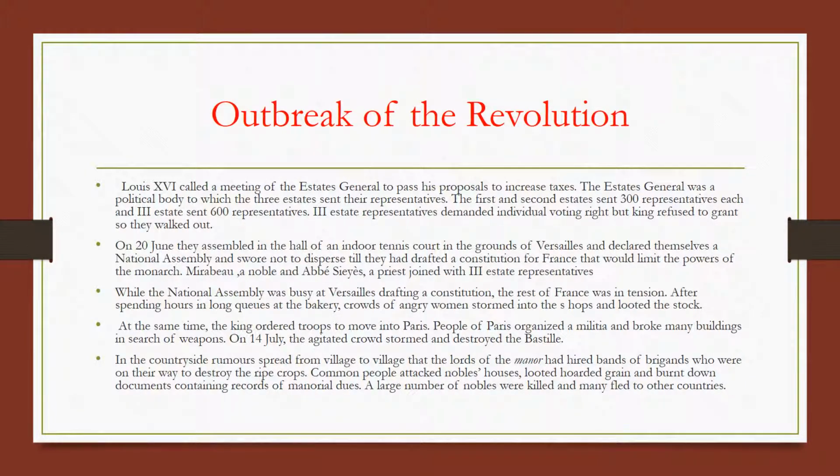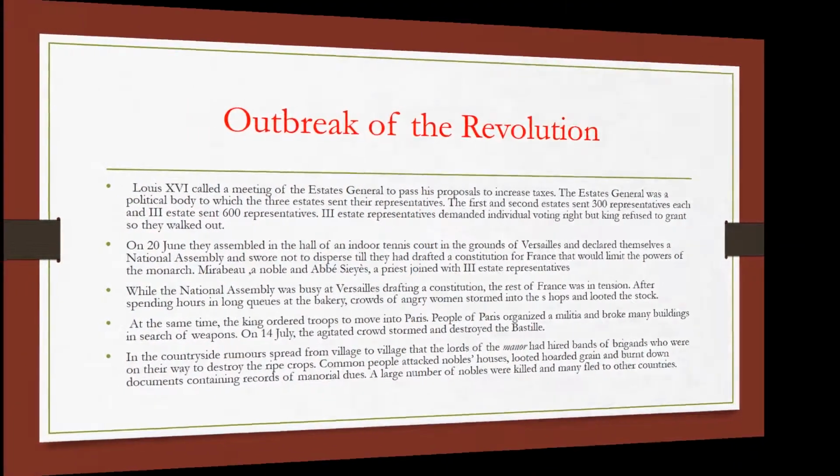In the countryside, rumors spread from village to village that the lords of the manor had hired bands of brigands who were on the way to destroy the ripe crops. Common people attacked nobles' houses, looted hoarded grain and burnt down documents containing records of manorial dues. A large number of nobles were killed and many fled to other countries.